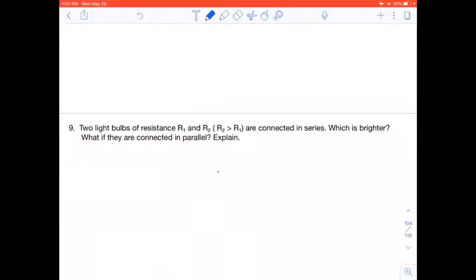So now we look at two light bulbs of resistance R1 and R2, and it says R2 is greater than R1, and they are connected in series. Okay, and the question is, which is brighter? Right, they connected in series. Then what if they are connected in parallel? Which is brighter? Explain. Right, so you could use calculations to do that, or you could just do it qualitatively by using formulae.